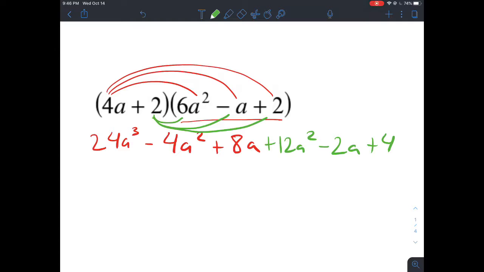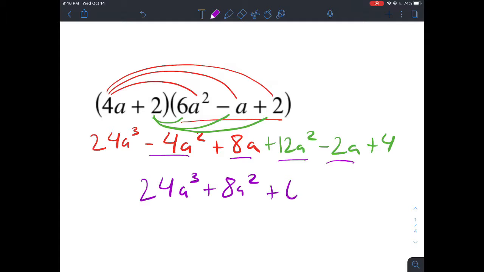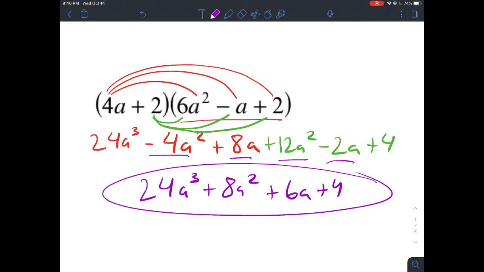All right. Now we're going to go ahead and combine like terms. So we get 24a cubed. And then this negative 4a squared and this positive 12a squared can combine, and we get plus 8a squared. Then this 8a and the negative 2a become 6a. Then we've got our plus 4 at the end. So that would be our answer there.